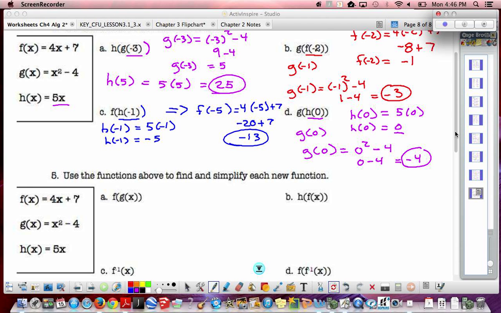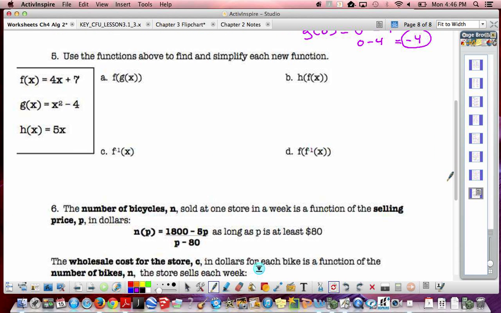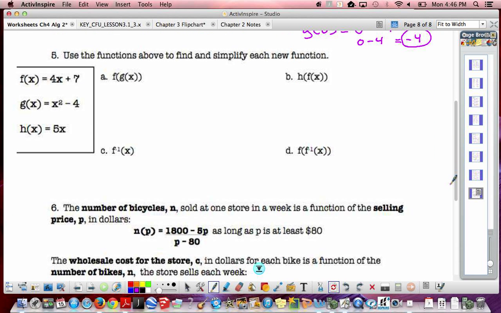All right, let's go on to number 5. Now instead of using numbers, we're going to use our letters and replace it. So f of g of x. So what I'm going to do is I'm going to take what g of x equals and put it in the place of x in the f of x function. So when I do that, I have 4 times the quantity x squared minus 4 plus 7.